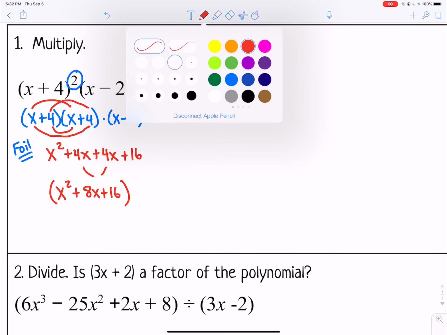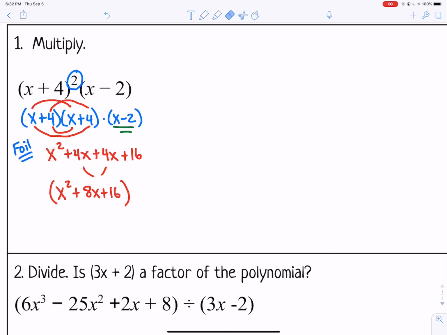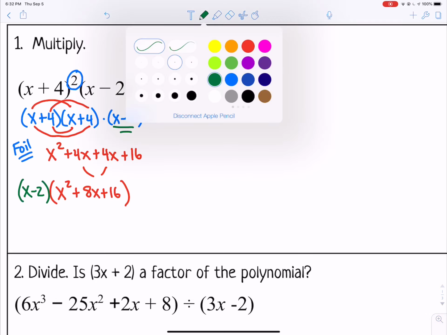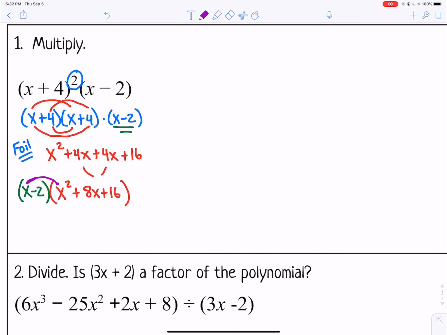But now, you can't forget that you also have to multiply by x minus 2. So I'm going to bring that down and put it out front. You can use the box method, or you can continue with the distributing method, we can call it. So let's distribute the first term in the binomial, which is x, to each term in the trinomial. And I'm just going to write that over here to the right where I have a little more room. So x times x squared would give us x cubed. Then x times 8x would give us 8x squared. And x times 16 would be 16x.